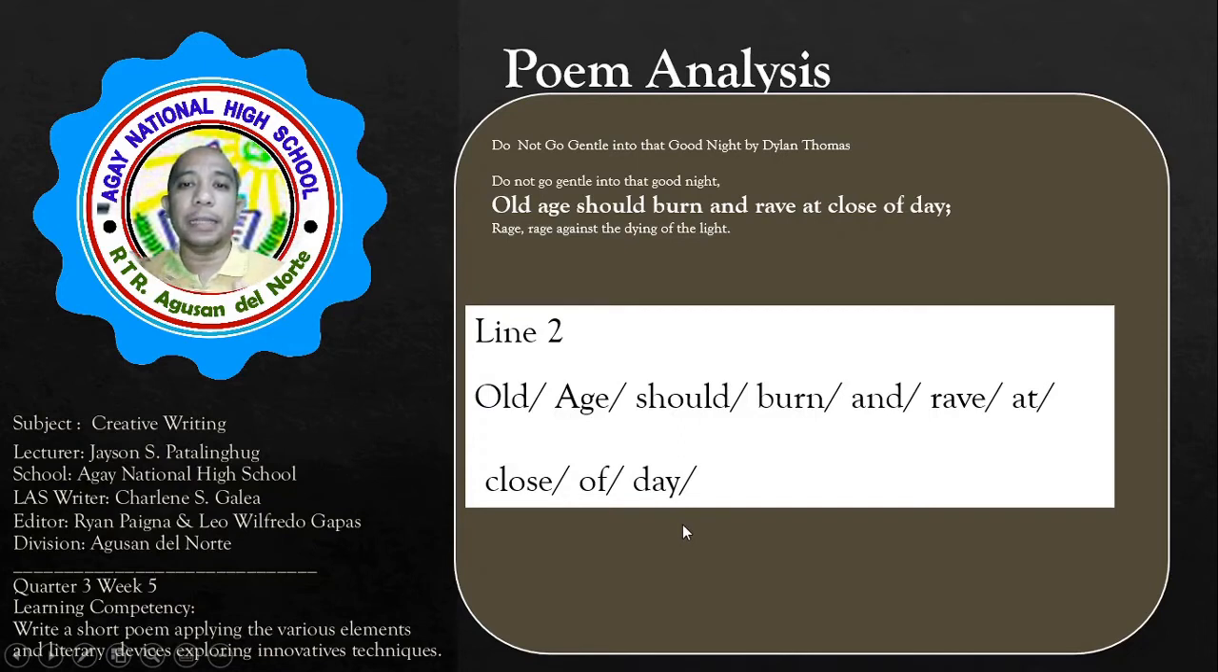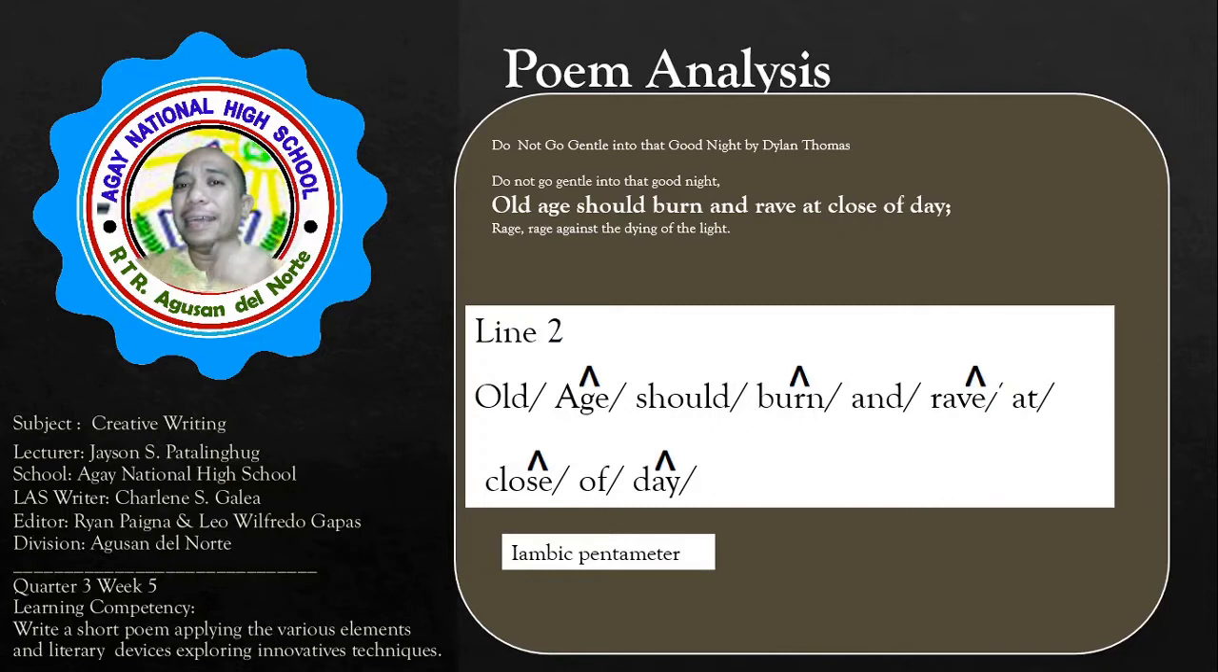So we have already separated it by syllable. The next thing that we're going to do is identify which syllables are stressed and which ones are not. So old age, okay, old is unstressed, age is stressed. Old age should burn and rave at close of day. So those are our stressed syllables. If we look into the pattern, we came up with another iambic pentameter. So line 1 and line 2 are both iambic pentameter.